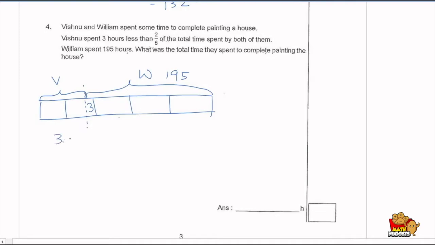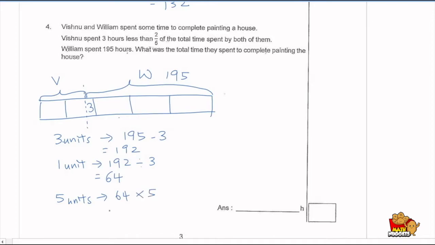So this model tells me that 3 units will be 195 minus 3, which is 192. So let me find 1 unit. 192 divided by 3. That's 64. The total time spent by the both of them would be 5 units, which is 320 hours.